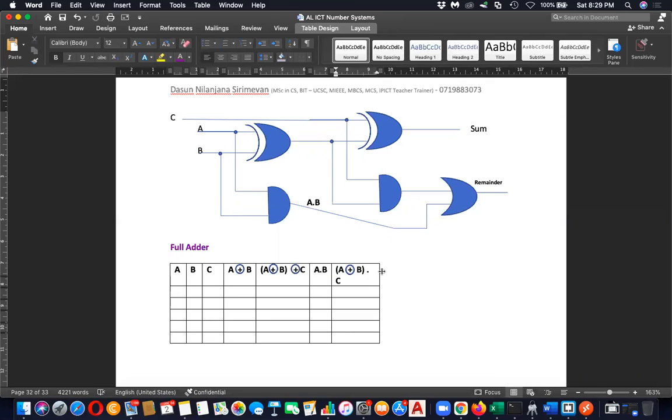So that is a large one. Very big truth table.